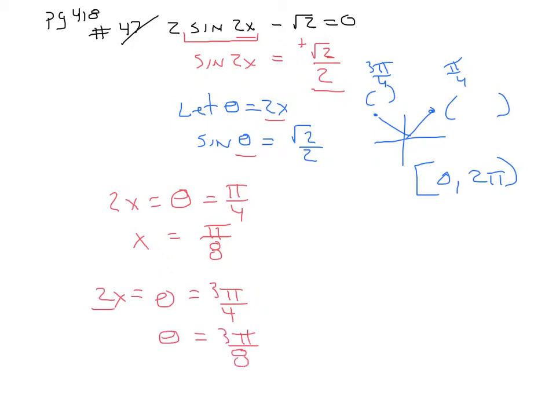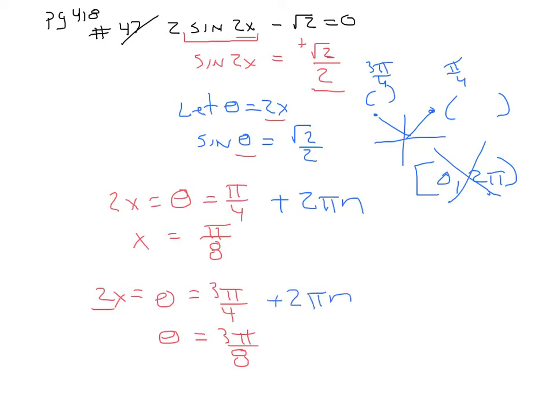Now, the last thing that I want to talk about is if, and that is an if, this question did not have restrictions on my domain. If it didn't have restrictions on my domain, I would have had to give all answers. So I would have had to do this plus 2 pi n thing, right?